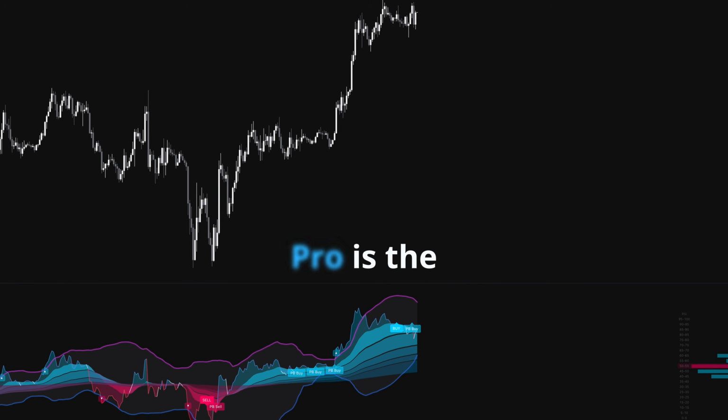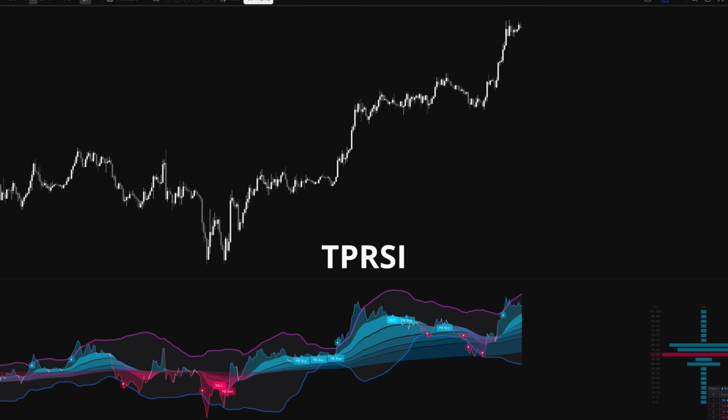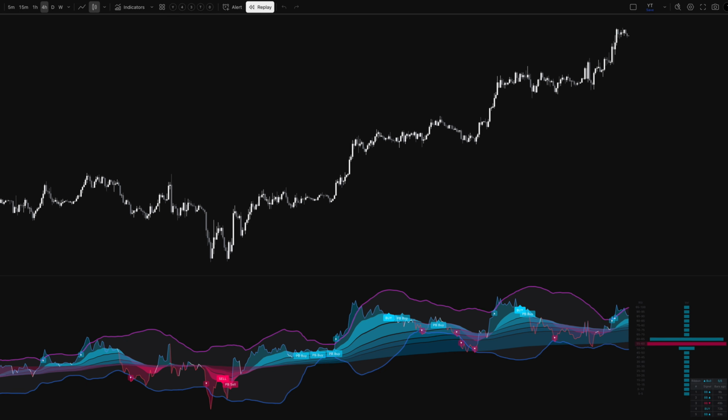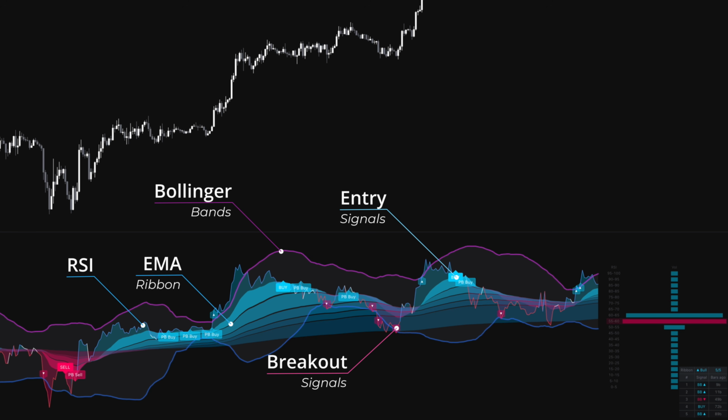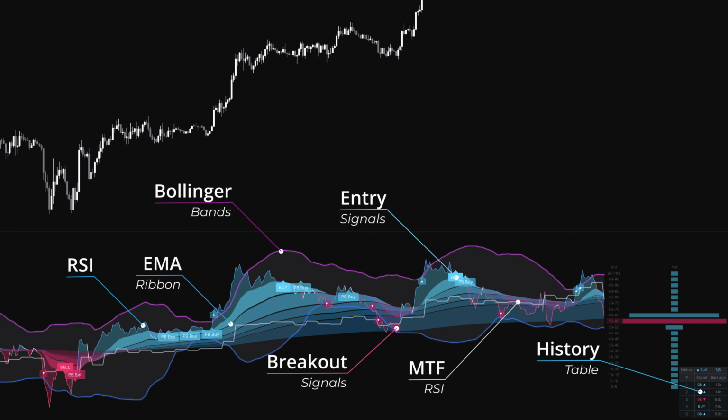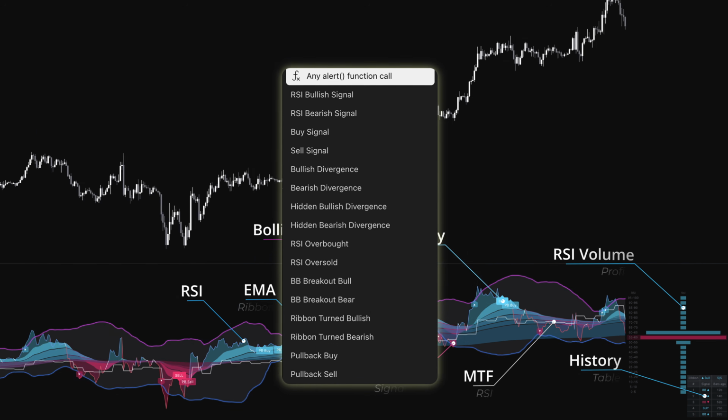TP RSI Pro is the next evolution of the TP RSI base version, an advanced momentum indicator built on the Relative Strength Index, a multi-layered moving average ribbon and Bollinger Bands, and taken significantly further with a dedicated signal system, a signal history table, multi-timeframe RSI, an RSI Volume Profile, and a full alert suite.